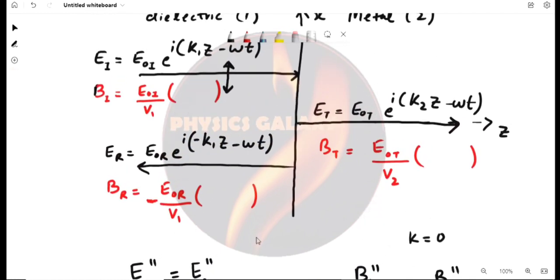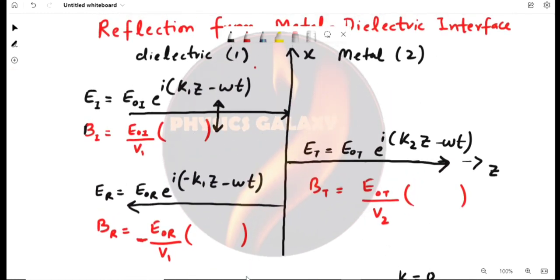But before that, one thing you have to know is that we are solving our boundary conditions for z equals 0. So the z terms are 0, and e to the power minus iota omega t will be common everywhere, so we won't bother about it.